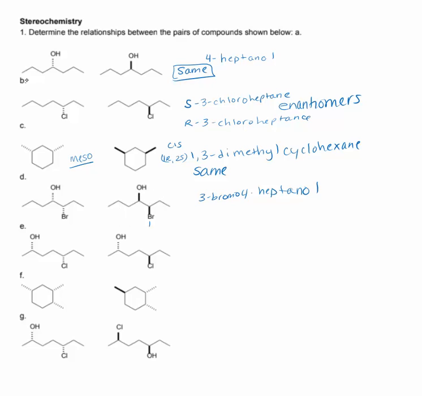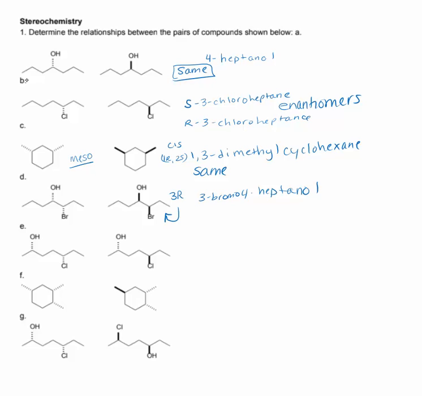Let's do bromine first. So we get a CIP priority 1 for bromine, 2 for the side of the molecule that contains the alcohol, 3 for the ethyl. The hydrogen is receding and is number 4. We are turning clockwise, so that makes this a 3R for this molecule.